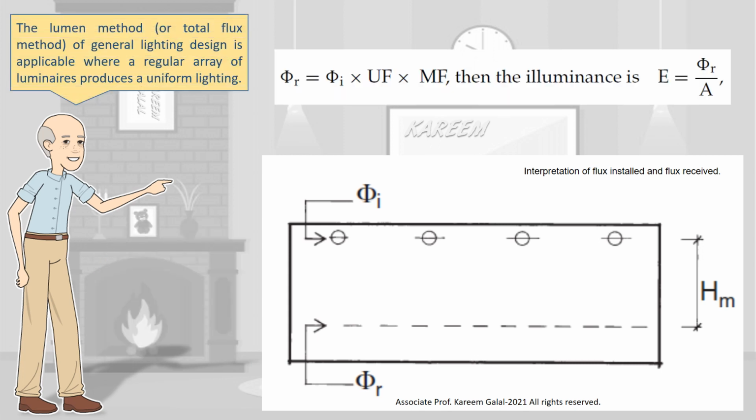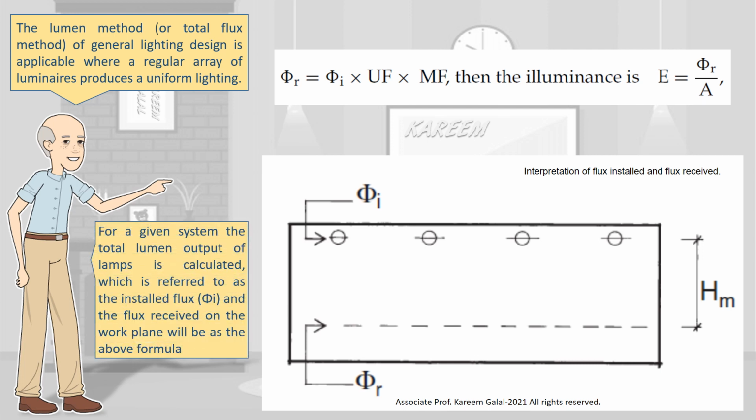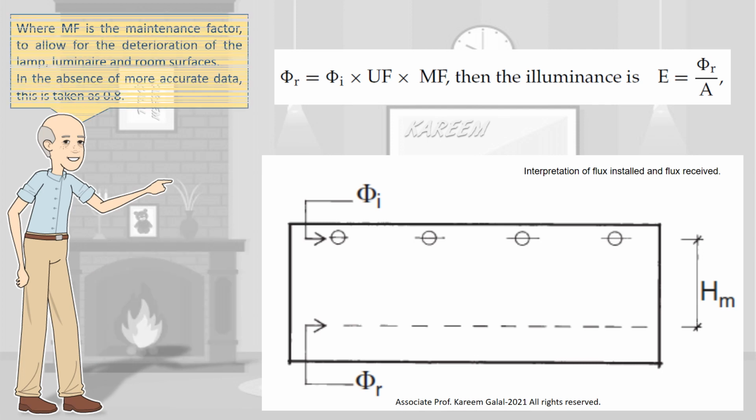The Lumen method, or total flux method, of general lighting design is applicable where a regular array of luminaires produces a uniform lighting. For a given system, the total lumen output of lamps is calculated, which is referred to as the installed flux, phi, and the flux received on the work plane will be as the above formula. Where MF is the maintenance factor, to allow for the deterioration of the lamp, luminaire, and room surfaces. In the absence of more accurate data, this is taken as 0.8.